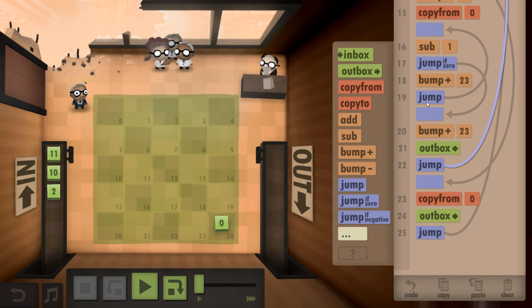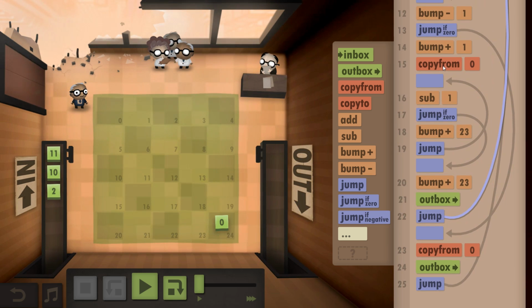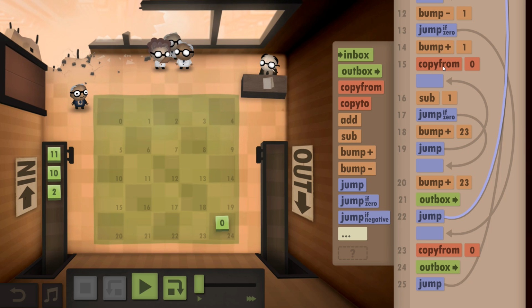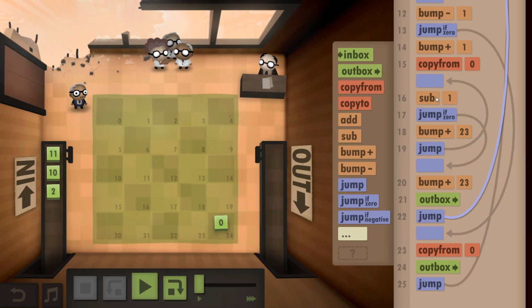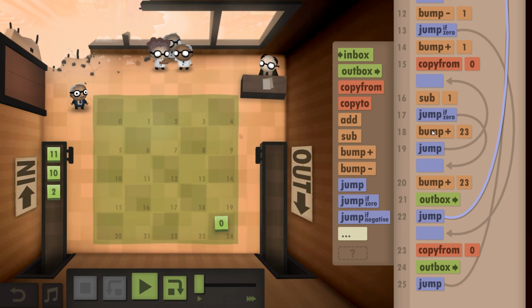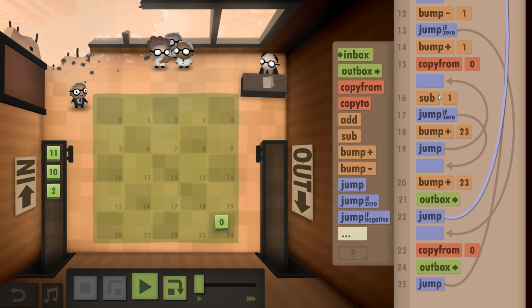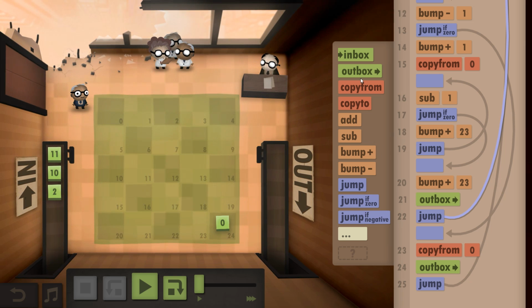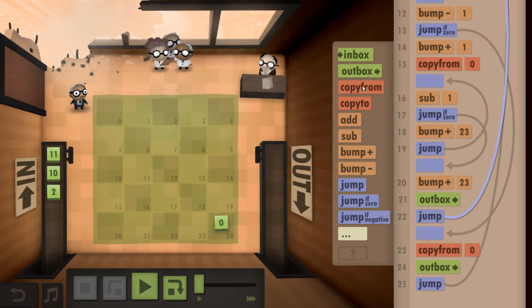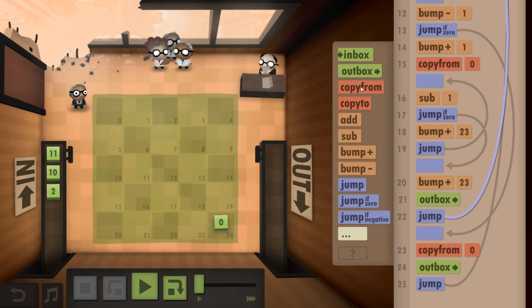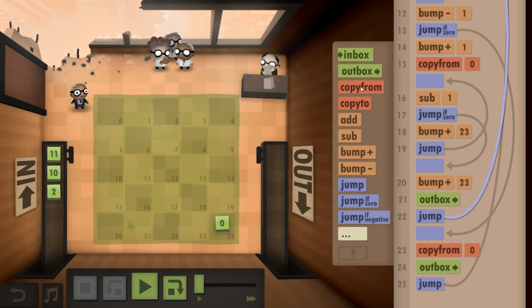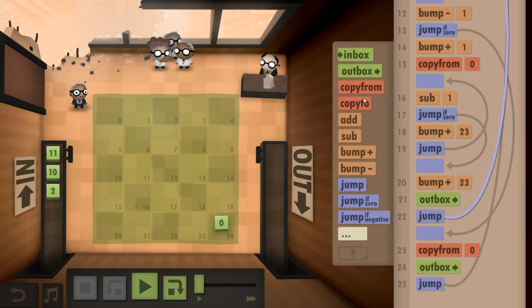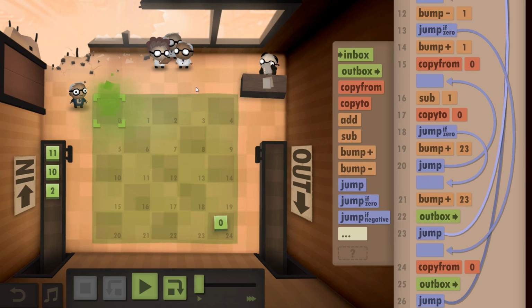I bump it. Okay, so I do. 10 minus 5 is not 0, so I bump the count up to 1. I jump back up 5. I need to copy from... I need to save. Why do I need to save that? That's so annoying. But I need to save it. There's no way around it. Okay, I save it. Whatever.